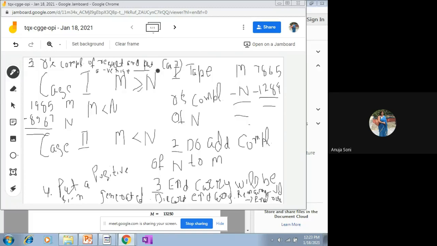So I am repeating the steps in case 2. Case 2 is basically when the magnitude of a negative number is greater than the magnitude of a positive number, so you have to deal with such a case. What you have to do is take the r's complement of the negative number. Here we are talking specifically about decimal numbers, for example, so you take the tens complement of your negative number. Then you add the tens complement of the negative number to the other number m.